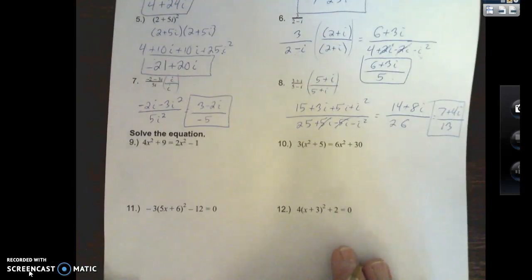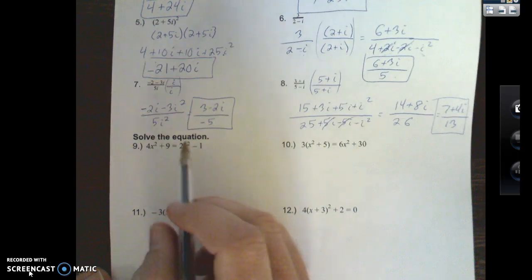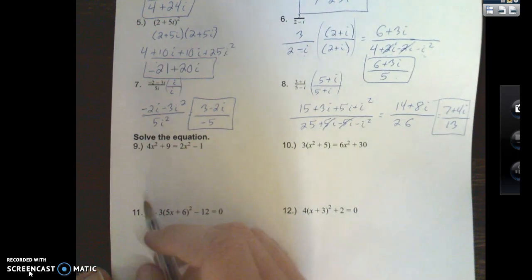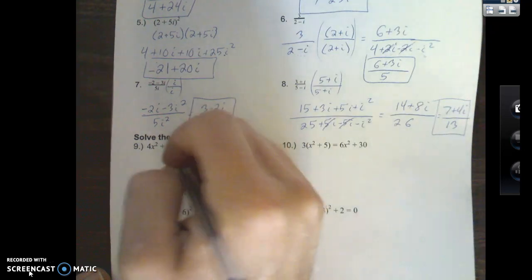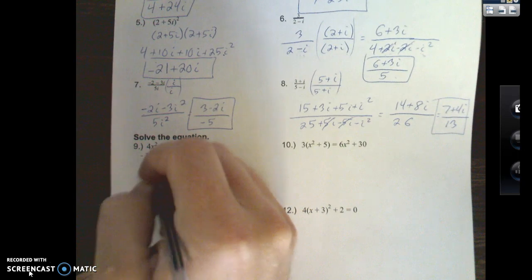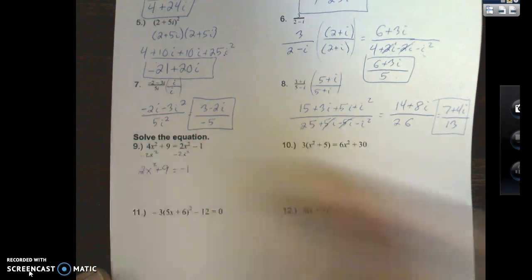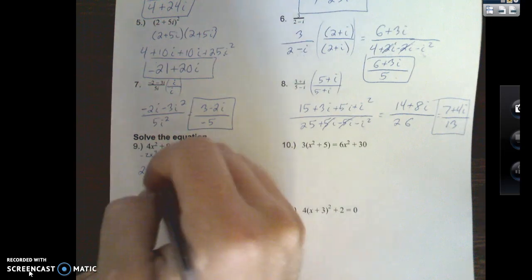Let's see if we can tackle these 4, and I'll save the back for the second video. I don't think I'm going to get it in time. You got to get all the x squares on one side. So we're changing up gears here. I'm subtracting 2x squared over. 2x squared plus 9 equals negative 1. I need this by itself, so I'm going to subtract 9 from both sides.